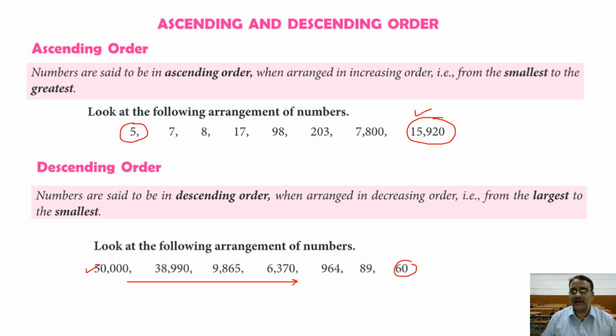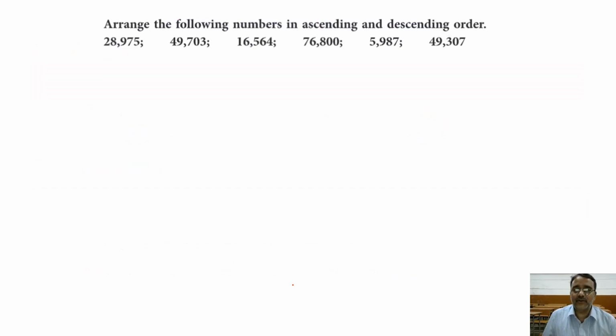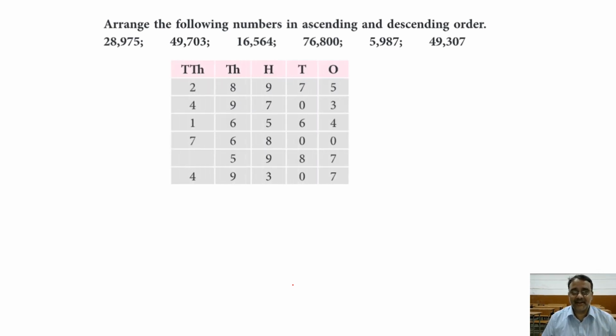So that is why this is an example of descending order. Okay. Now we'll see one example. Arrange the following numbers in ascending and descending order. See, I am going to arrange all these numbers in a place chart first. Right. First, we have to see the highest place, that is 10,000. Which is the highest digit here? 7. Right. So this is the highest. And in one of them there is no digit at this place, so this is the smallest. This is the greatest and this is the smallest.